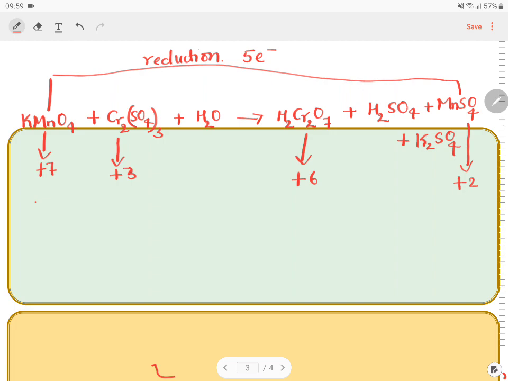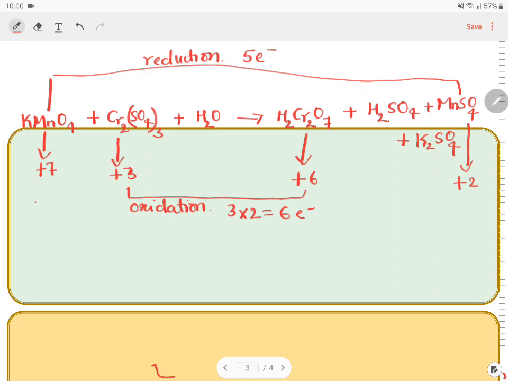Similarly, let us consider chromium. Chromium was in +3, now it is getting converted into +6. Increase in oxidation number is nothing but oxidation. This is oxidation. How many electrons are changing? From +3 to +6 will be 3. This is for one chromium. On both the sides we have 2 chromium, therefore multiply this with 2. So we get 6 electrons.